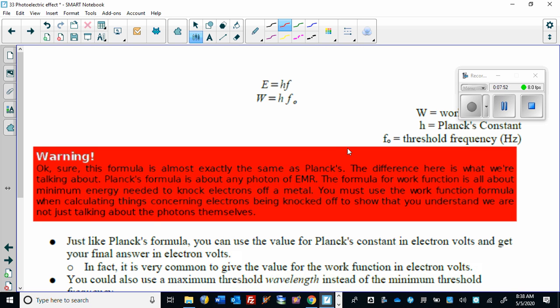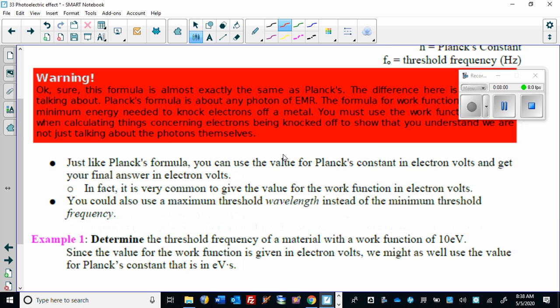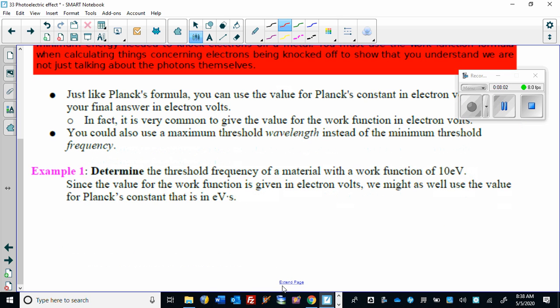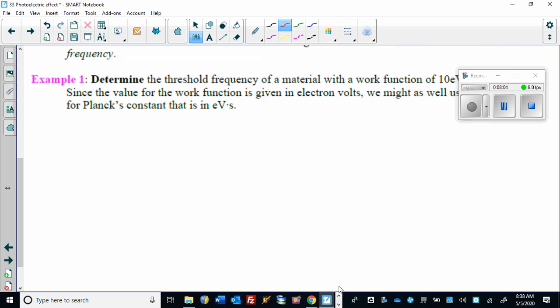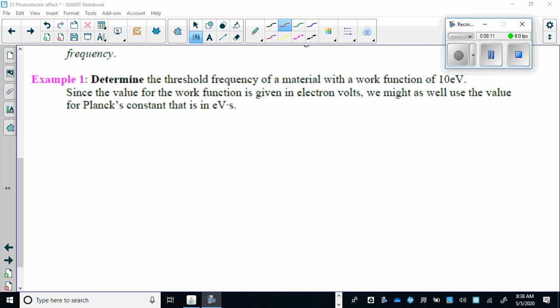Okay, so here we go. We've got a new formula right here. The work function equals hf naught. And we can do a couple of problems related to that. Example number 1 is pretty straightforward. Determine the threshold frequency of a metal with a work function of 10 eV, 10 electron volts. So it's given to you in electron volts. So therefore, we're going to use the 4.14 times 10 to the negative 15 electron volt seconds for Planck's constant.